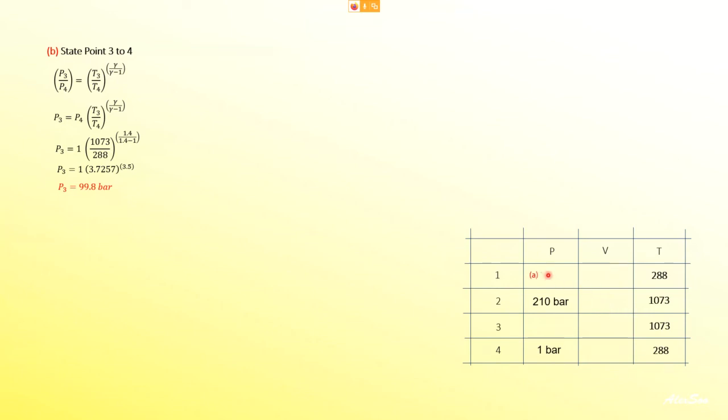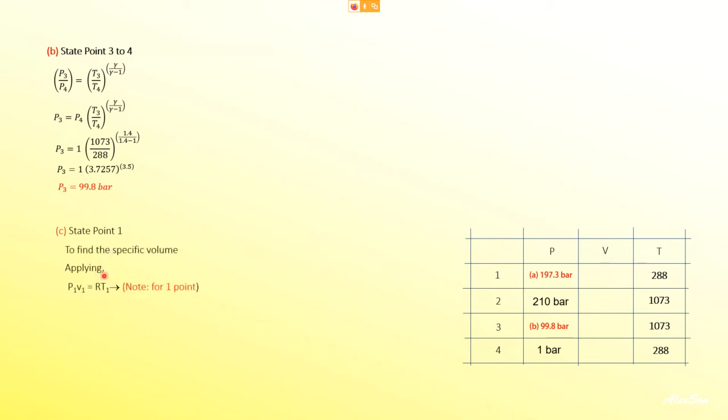Then we have found P1, so put in P1, and we have also found P3, so put in your P3. Now we have all the pressures and all the temperatures. If I want to find all the volumes, it's very easy: I can use PV equals RT for each point to find volumes V1, V2, V3, and V4. Look at state point 1 first, where you have only one unknown.